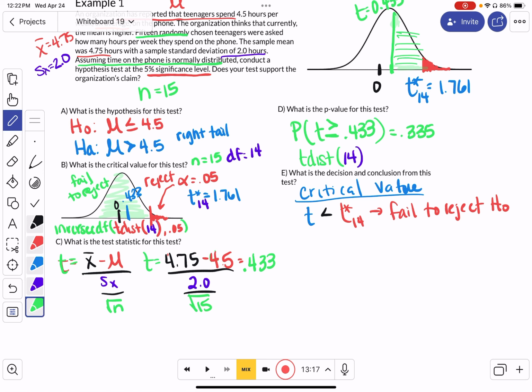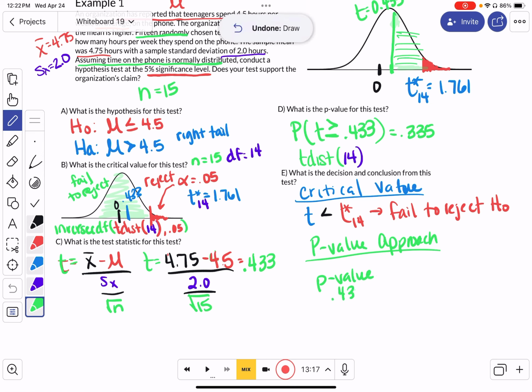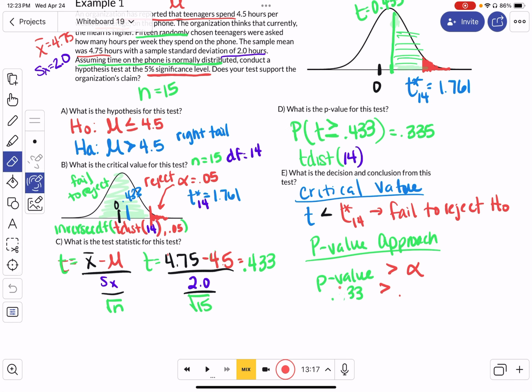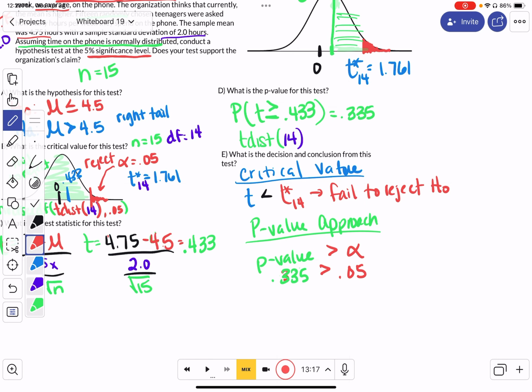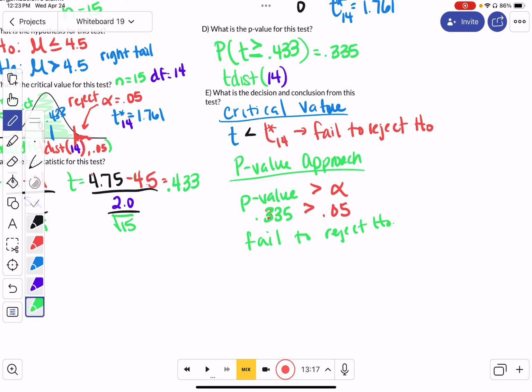If you do the p-value approach, this time it says that your p-value, which is 0.335, is greater than your alpha value of 0.05. And again, anytime the p-value is greater, that means the likelihood of it occurring is also pretty good. So here we would also fail to reject H0.